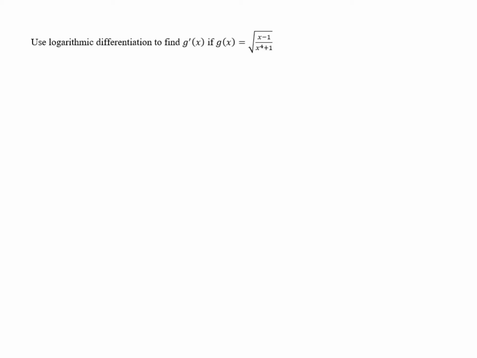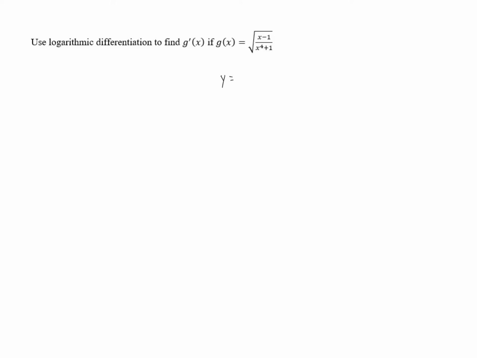Use logarithmic differentiation to find g prime of x if g of x equals the square root of (x minus 1) over (x to the fourth plus 1). If we were to differentiate this explicitly, we would have to use the chain rule because we've got an expression inside the square root, and then we'd have to use the quotient rule on the expression inside, which is a lot. Let's see if we can avoid that much trouble by using logarithmic differentiation.